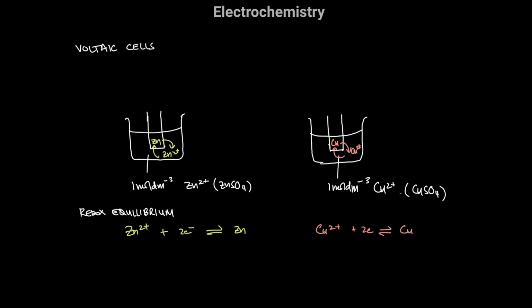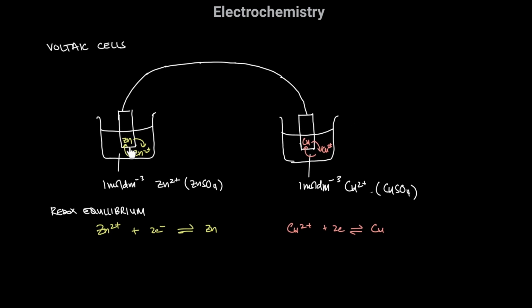Now let's say that I take this strip of zinc metal and this strip of copper metal, and I connect the two using a wire. Initially in each of the beakers we had redox equilibria. But once we connect the wire, we know that the two metals are conductive surfaces, and the wire can also conduct electricity. So now the electrons are free to move.